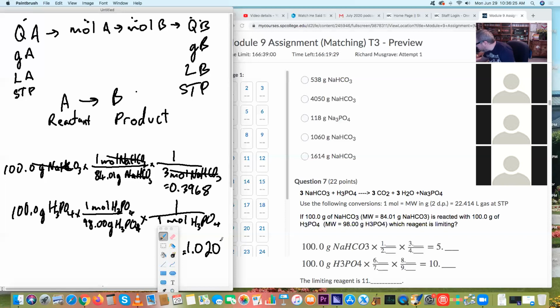So you can see here that if you compare those two mole ratios, the smaller one is the NaHCO3, which would make the NaHCO3 limiting. It would be the one that's used up first. Does anybody have any questions about those limiting reagent problems?